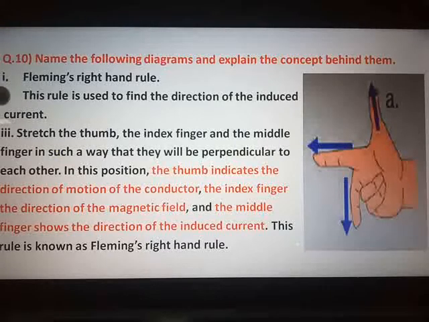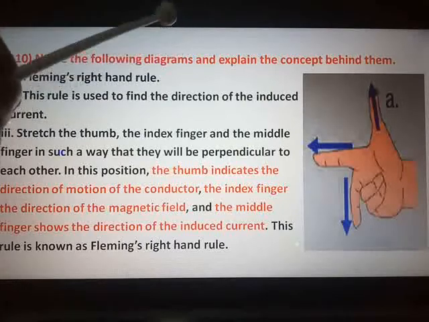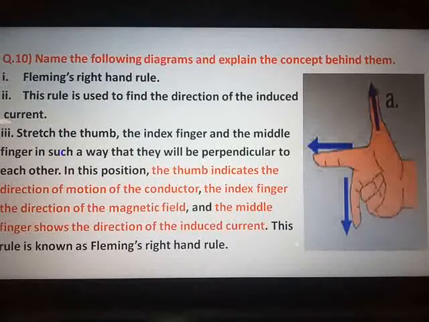So that you are going to mention as the second point, because they have not only asked us to name the following diagram and define them or explain them. They have asked explain the concept behind them. So the main theme of the concept is this rule is used to find the direction of induced current. Do not directly start with the writing part of the rule. If such type of questions are asked, do not draw the diagram, because you have to identify what is given in the diagram. So drawing of the diagram is not necessary.